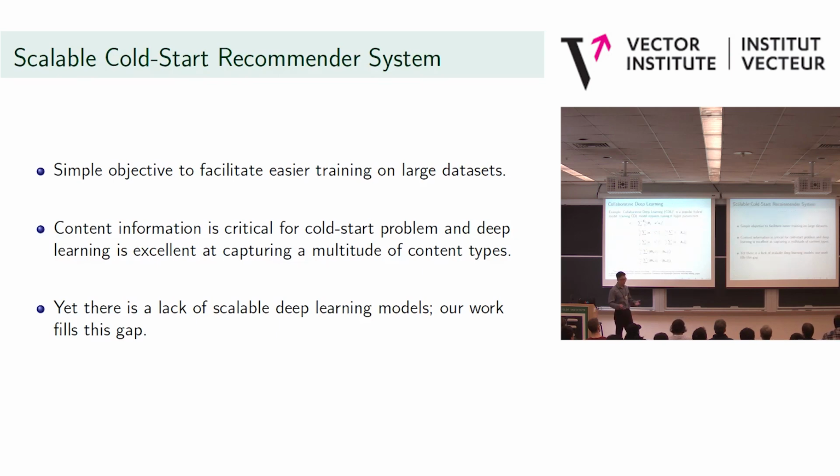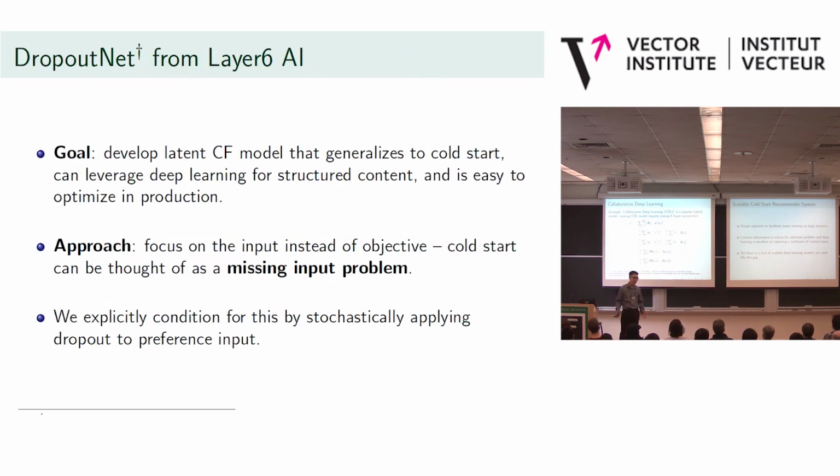So at Layer6 AI, to come up with a scalable cold start recommender system, we first aim for a simple objective that can be trained efficiently on large data sets. Next, we realized that content information is critical for these cold start problems, and deep learning is an excellent tool to capture a multitude of the content types. Yet, there is a lack of research on scalable deep learning models, and our work aims to fill this gap.